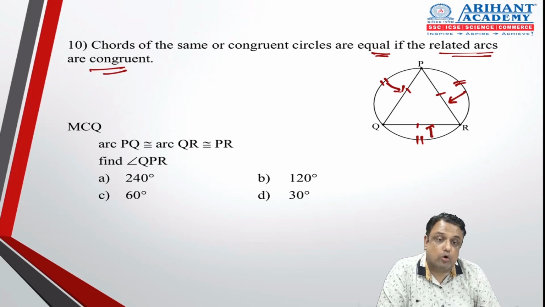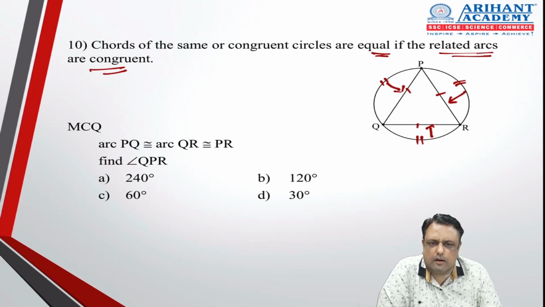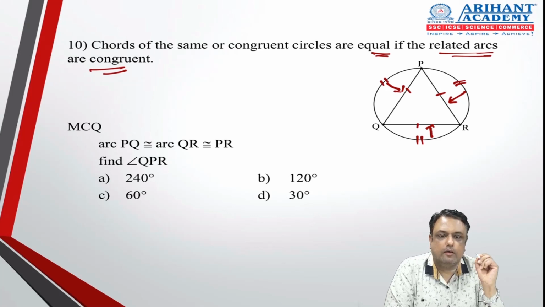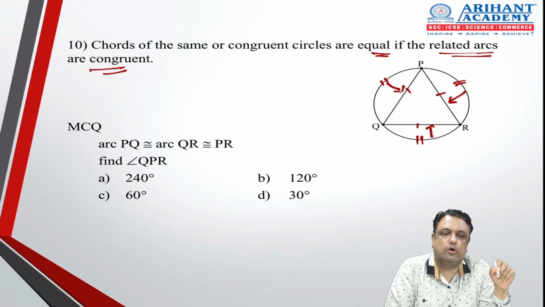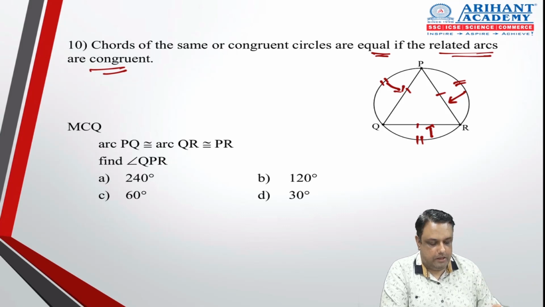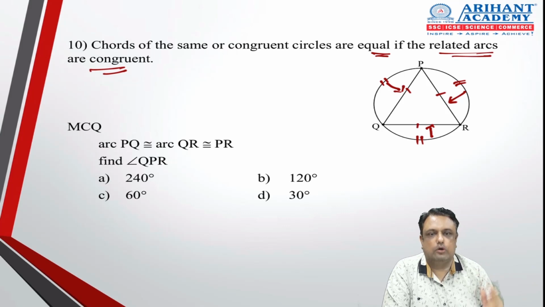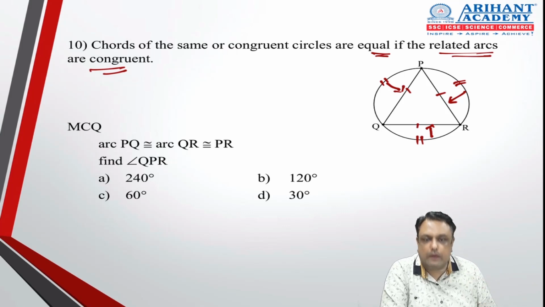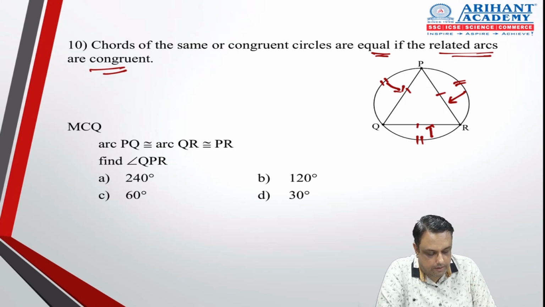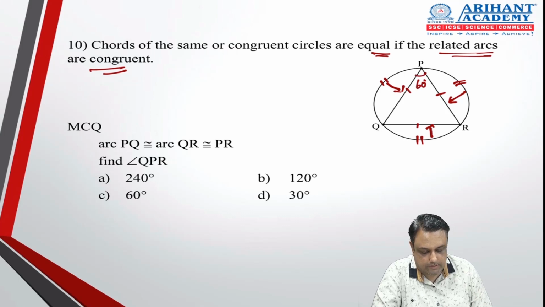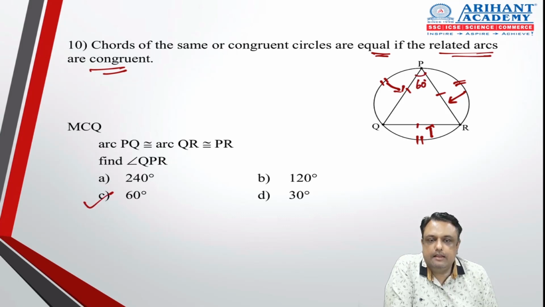Now, if these three chords are congruent, what triangle will PQR be? By default an equilateral triangle. Because the arcs were congruent, chords are congruent: arc PQ, chord PQ, arc QR, chord QR, arc PR, chord PR. All the three chords congruent. Therefore, the triangle is an equilateral triangle. Therefore, each angle is 60 degrees. So angle QPR is 60 because each angle of an equilateral triangle is 60 degrees.